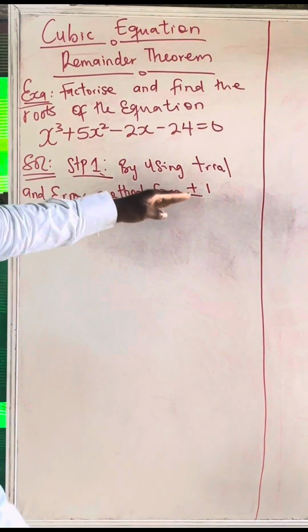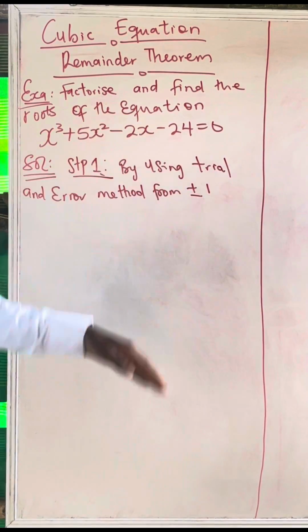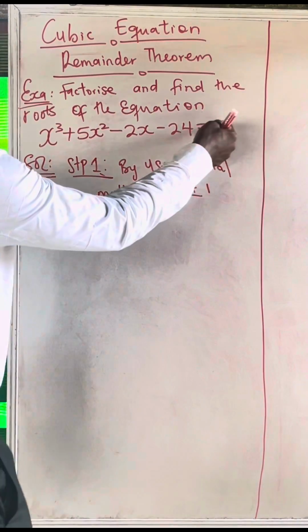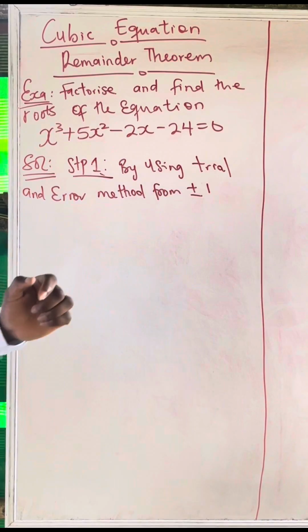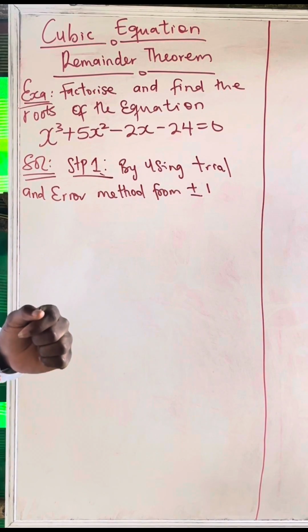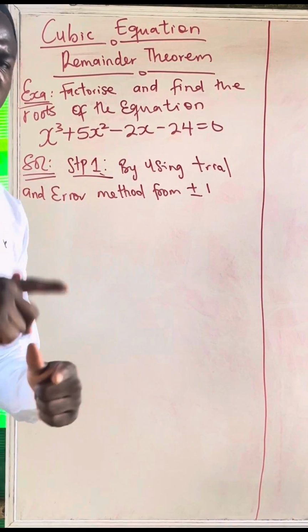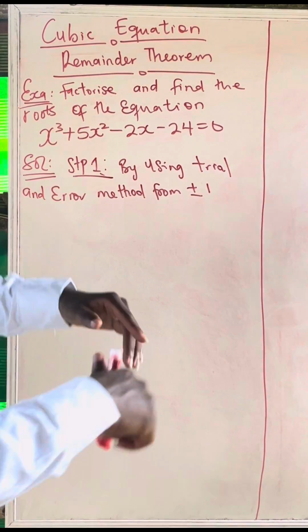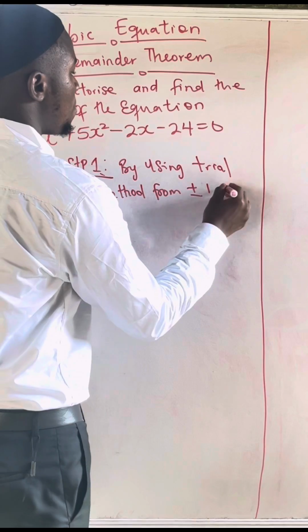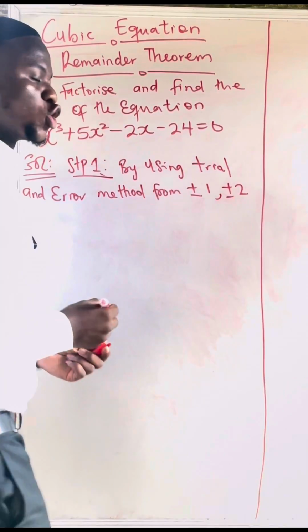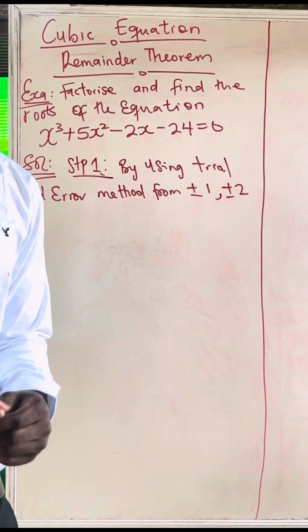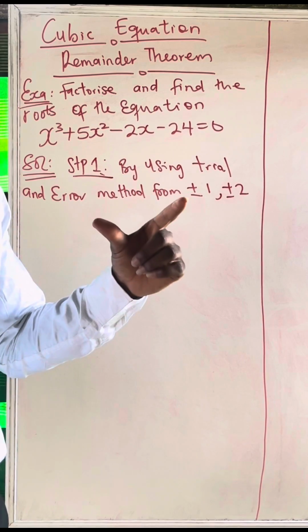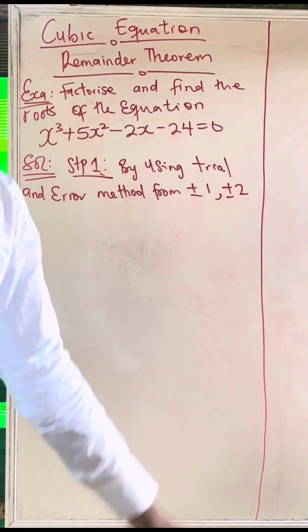We are going to do minus 1. We are going to substitute minus 1. If after substituting minus 1, it gives us 0, then that simply means that minus 1 is among the factors. But if it does not give us 0, that simply means that minus 1 is not among the factors. Then we are going to move on to the next one, which will be plus or minus 2. Before we reach plus or minus 5, we are going to get the first factor. So let's start with plus or minus 1, guys.